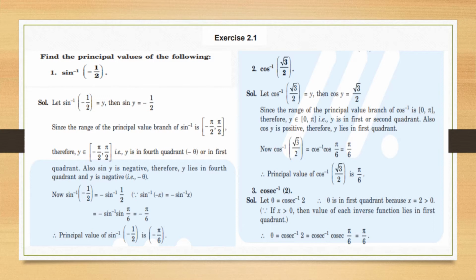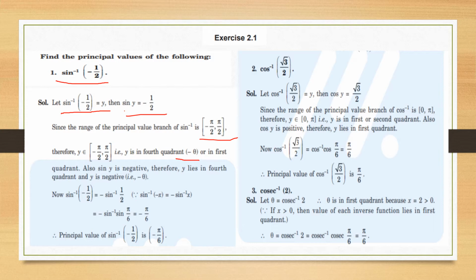Exercise 2.1 question number 1 is find the principal values of the following function sine inverse minus half. So let sine inverse minus half be y. So sine y is minus half. Now, since the range of principal value branch of sine inverse x is the closed interval minus pi by 2 to pi by 2, that is, y belongs to the closed interval minus pi by 2 to pi by 2. That is, y is in the fourth quadrant as minus theta or in the first quadrant.